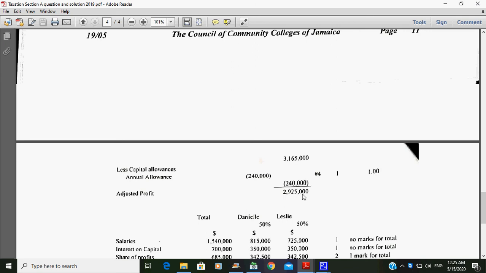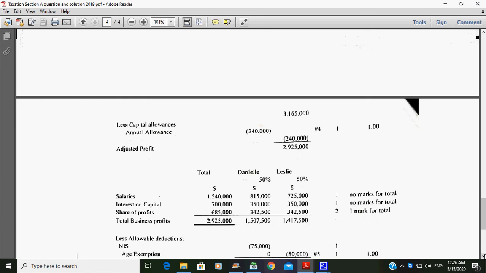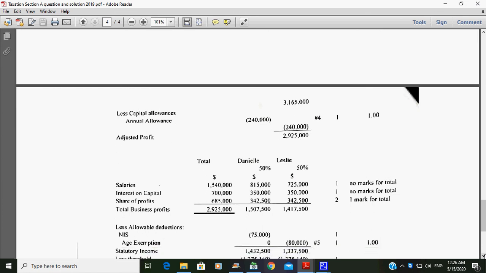Alright, let's roll on now. Let's look at salaries now. This part is where you compute income tax for each individual. This is done differently from the normal way. So what you would do first in this case is put in the totals, and that would be salaries of 15,000 and 25,000 for the different persons. Then they put in the interest on capital, which should be 350,000 for each person, 700,000 in total.